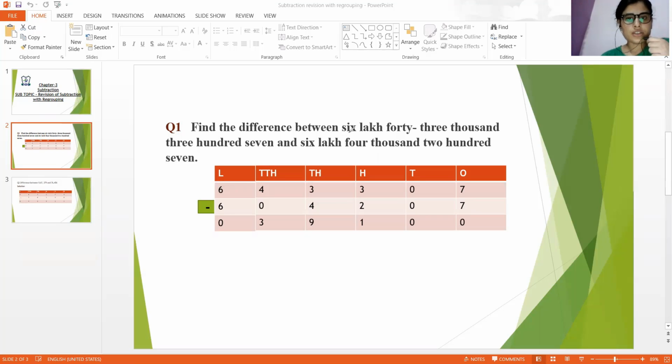What is written over here? 6 lakh. 6 lakh means at lakhs place we need to write 6. Then after this it is written 43, which means 43,000. So at thousands place we write 43. After 43,000 it is written 300, so at hundreds place we will write 3. Then 7, and 0 should be written at tens place.